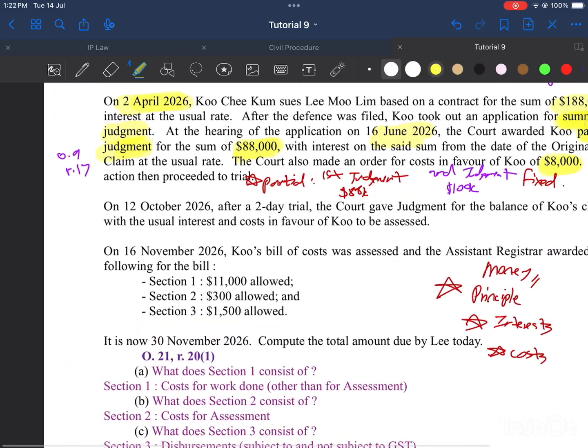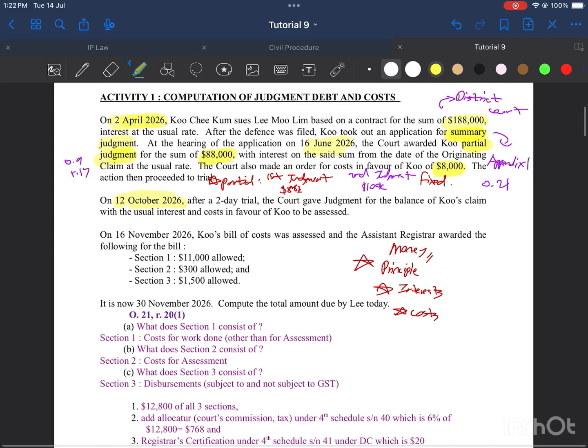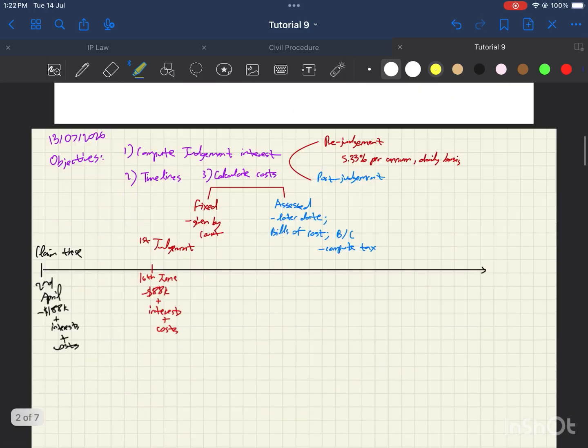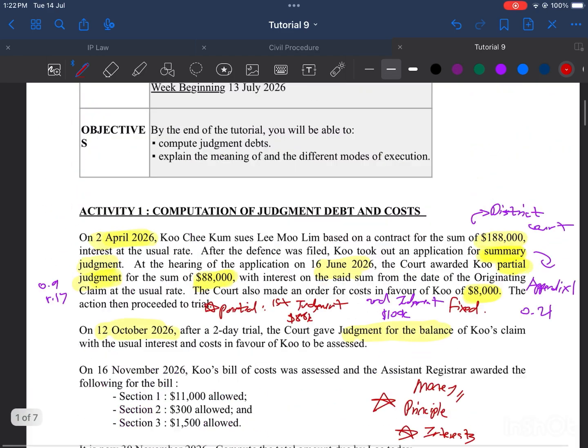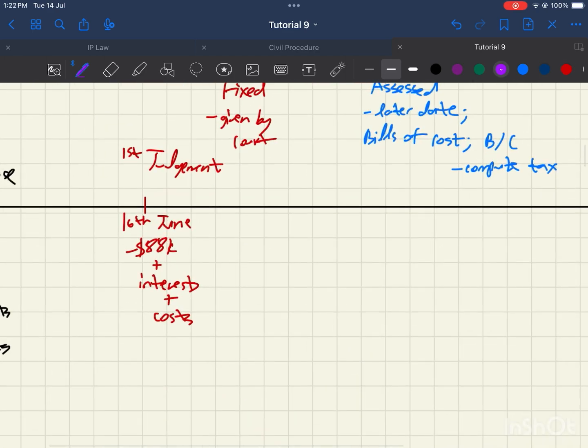So then, what happens after the first judgment? That's right. Go on reading. 12 October, the court gave judgment for the balance. So what is the balance? That's right, $100,000. And what color did I say I would use? It's purple. So here we go. Second judgment, which is 12 October, for the balance of 100K, right?